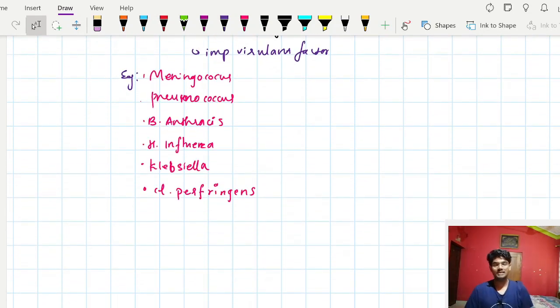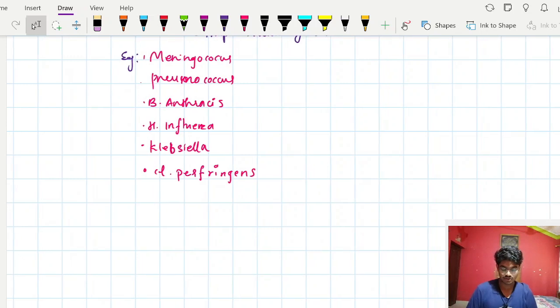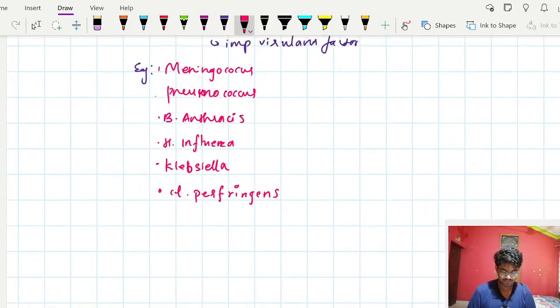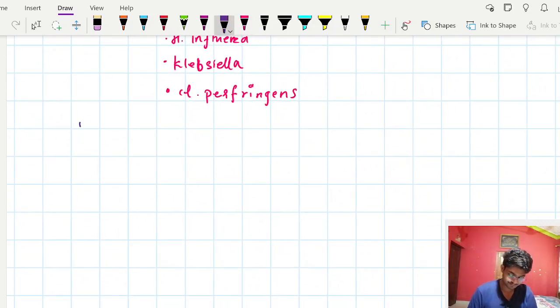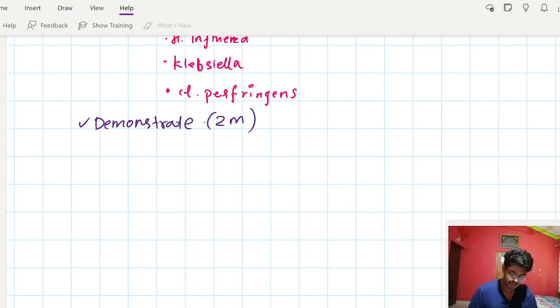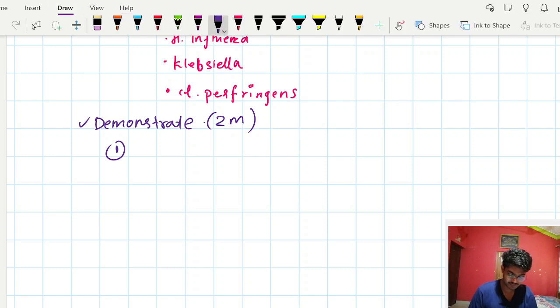Now let us study how we demonstrate the capsule. Basically there are two methods to demonstrate the capsule. The first one is our staining method. And the other method to demonstrate capsule is the immunological reaction. So first we deal with demonstration. How to demonstrate capsule? There are two methods. The first one is our staining method.